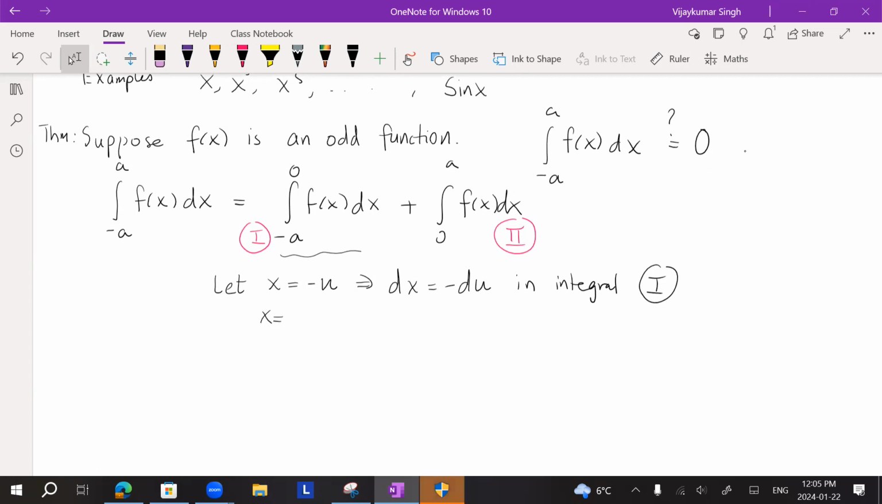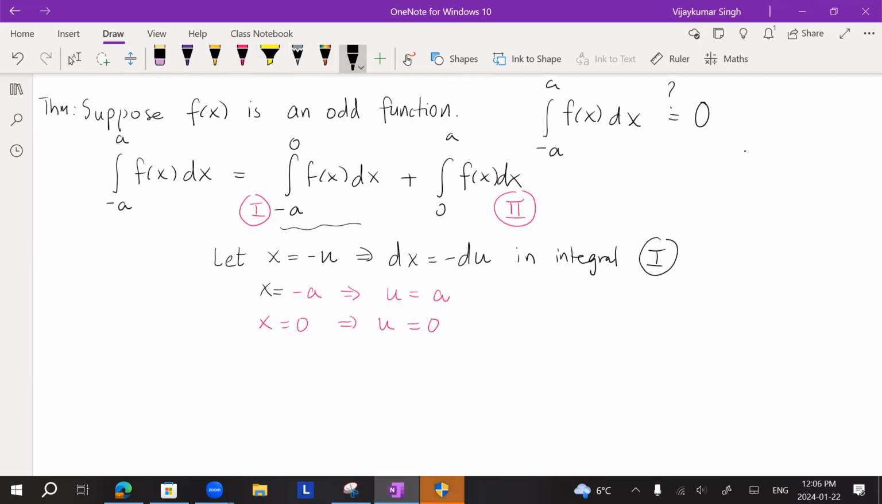So when x is minus a, this will give me u equals a. And when x is 0, this will give me u equals 0. So now integral 1 transforms to f of minus u, and the limits are now a to 0. And instead of dx, I'm going to write minus du. And then the second integral I'm going to write as it is.